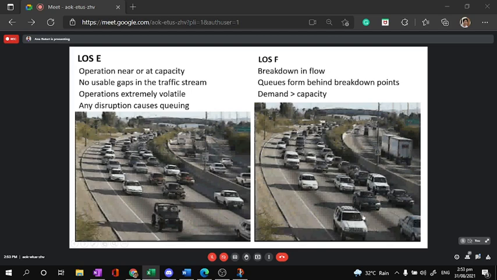Now, what's happening with F? F is when the demand of vehicles, the volume, is greater than supply. The lanes are not enough to accommodate a lot of vehicles on the road. So, this is a breakdown in flow. If one vehicle hits or breaks down, everyone behind is affected. There's already a queue. So, this is level of service F.